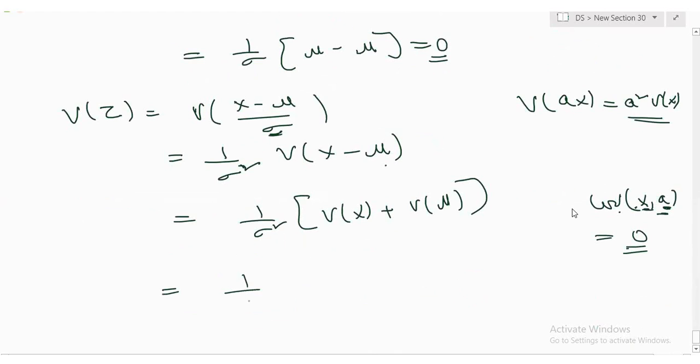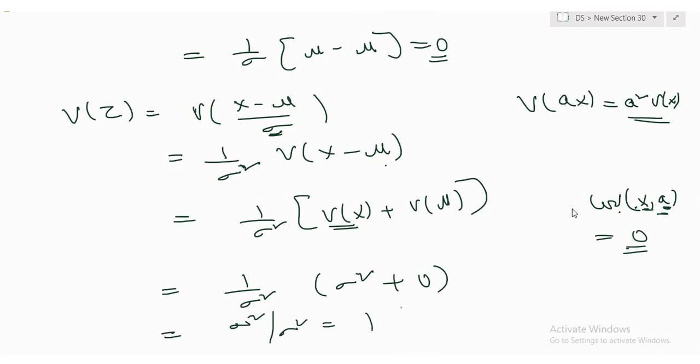This is 1 by sigma square. What is this variance of x? Sigma square plus 0. Why 0? Variance of mu is a constant, so it will become 0. So sigma square by sigma square, how much is this? 1. Clear? So irrespective of whether x follows the normal or not, when you calculate the z, its mean is always 0 and standard deviation is always 1.